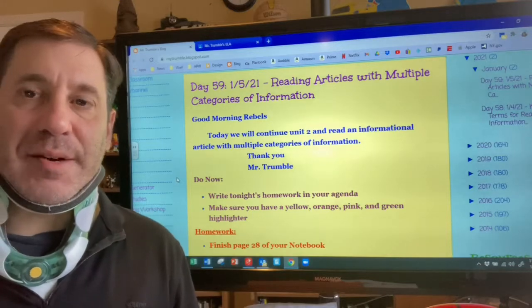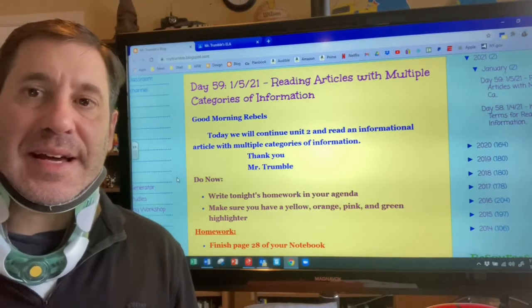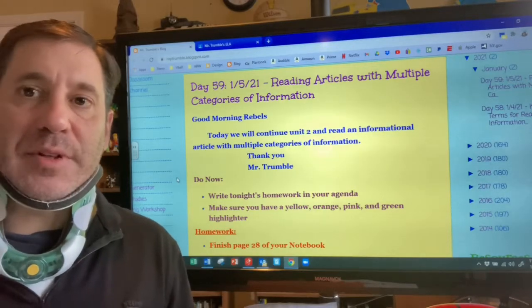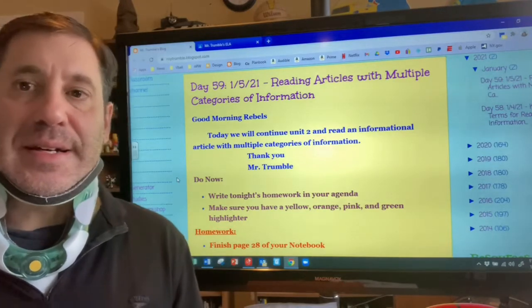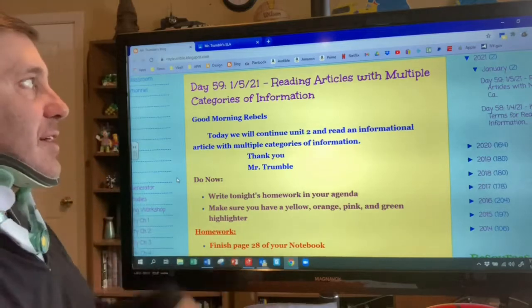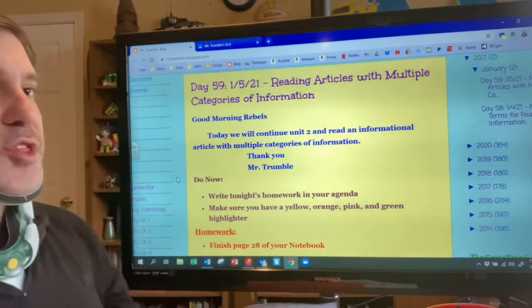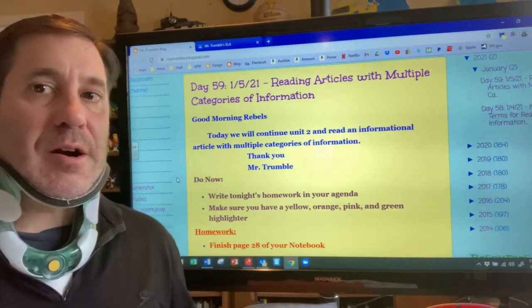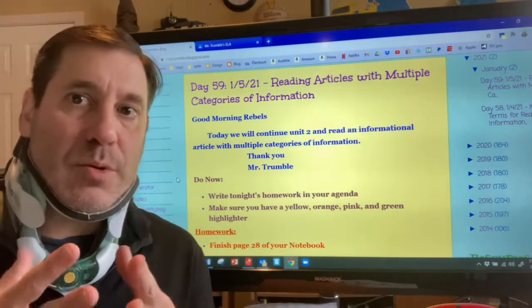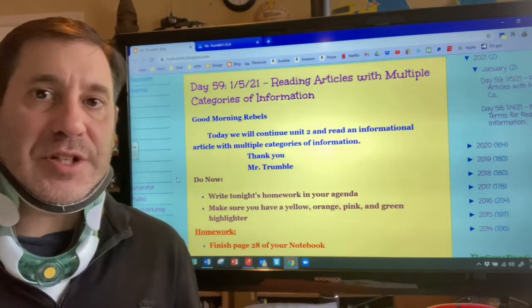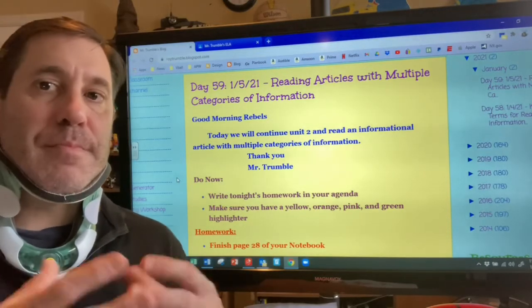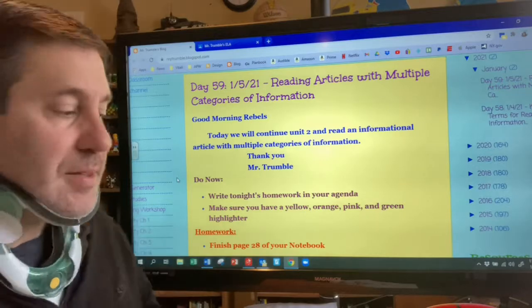Today is January 5th, and today we are going to continue to build off of the skills and the vocabulary words we learned yesterday. And today we're going to be actually reading articles with multiple categories of information. Yesterday our article was about YouTube, and it was just about one category of information. And so today we're going to look at an article that has multiple categories.